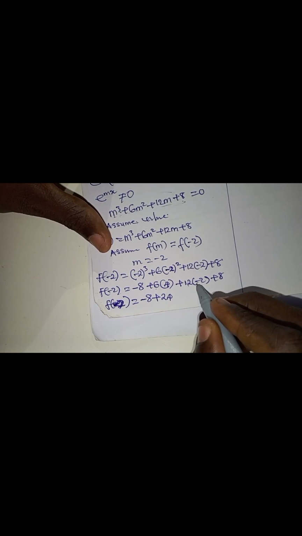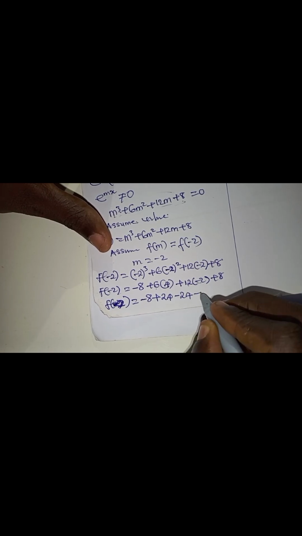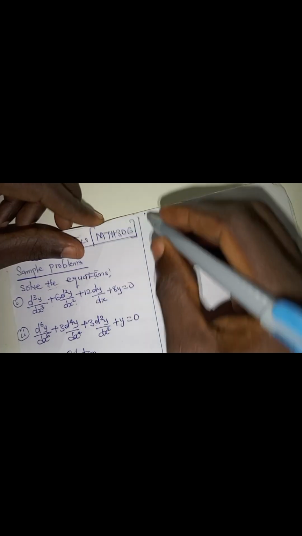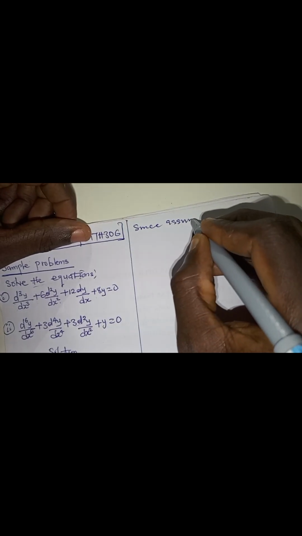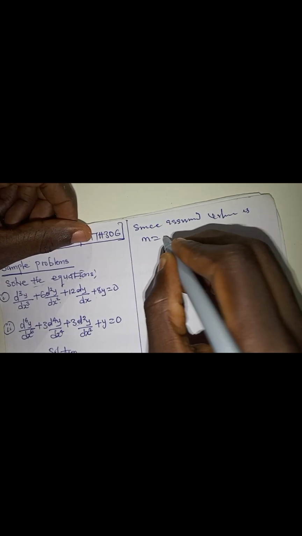I have 12 times minus 2 here, which will give me minus 24, and I have plus 8. So this cancels out this, and the answer here will give me 0. It means that from this point, from m equal to minus 2, the value I assumed is m plus 2, since the assumed value is m equal to minus 2.